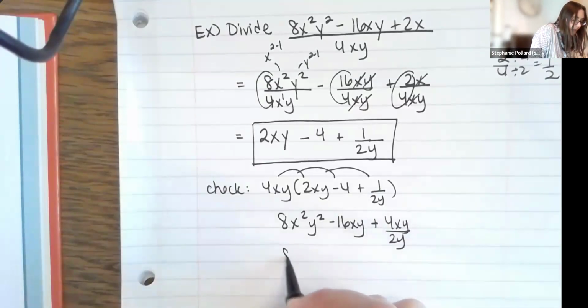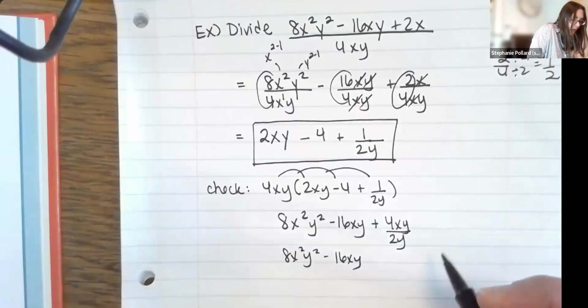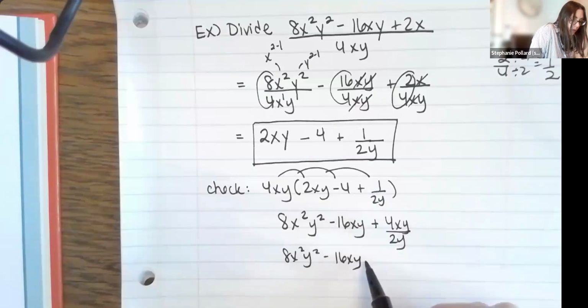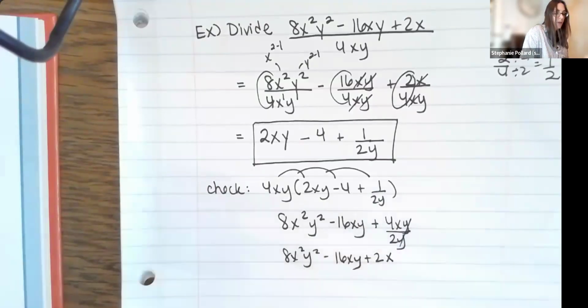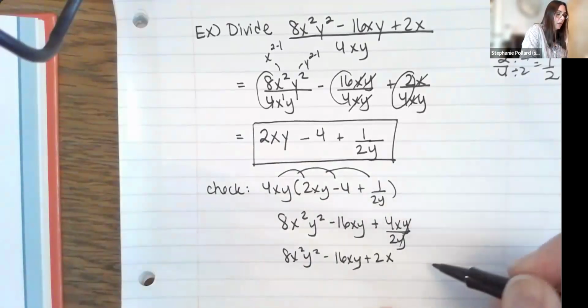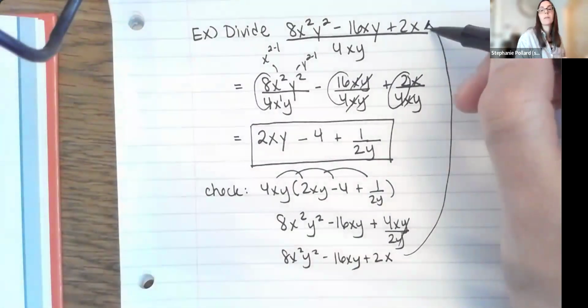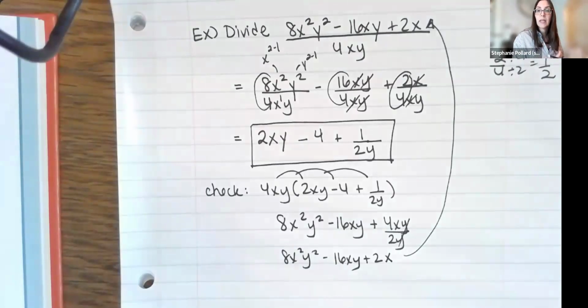And if I simplify that piece a bit more, 4 over 2 is 2. I have an x left over, and the y's cancel. And you can see that it does match the original numerator here. So if you're unsure if you made a mistake, multiplying it back through is a great way to check your work.